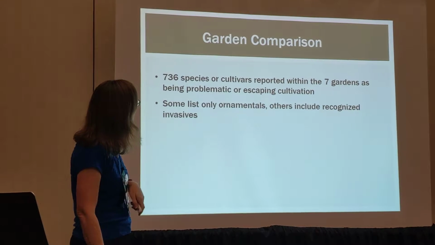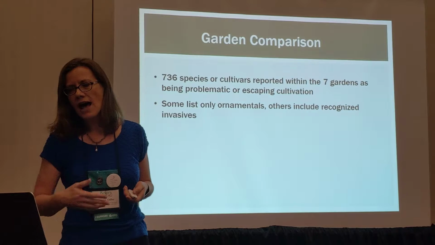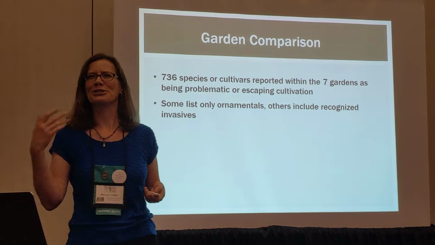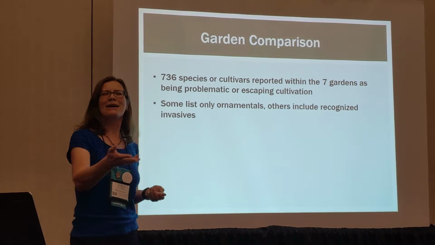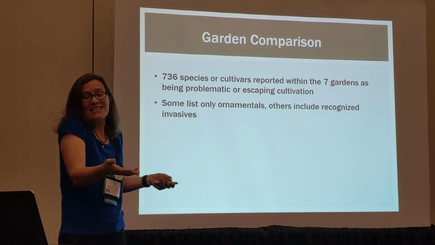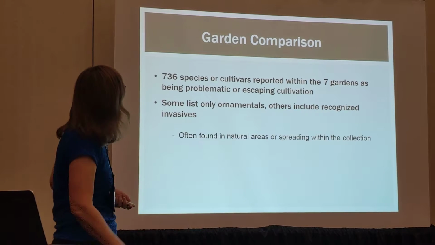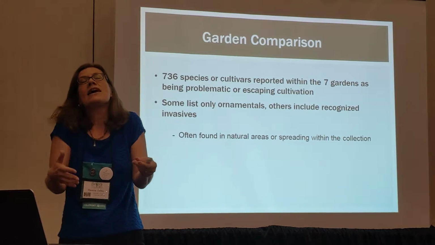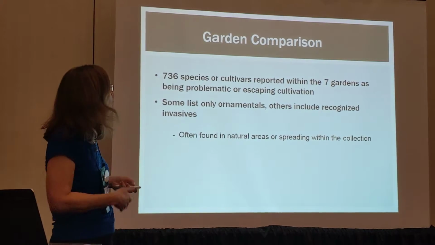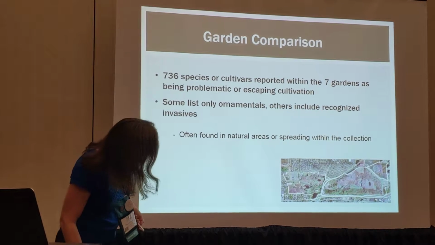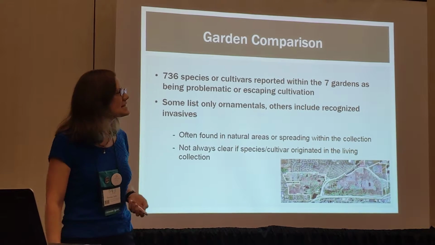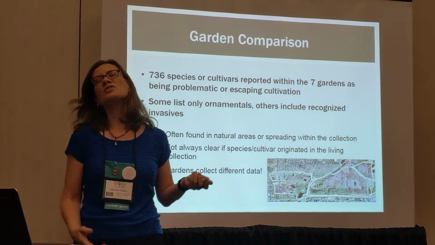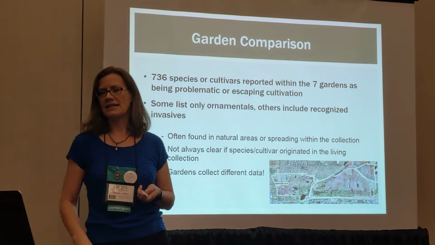Some listed only the ornamentals. Others, it turns out, had thrown in recognized invasives, the big bad ones, like garlic mustard and things like that. It threw me for a while. I thought, well, that's not an ornamental. Then it turns out this is still valuable information, right? Many of these species were found within natural areas, or they could be within the garden itself, spreading from one bed to another within the collection. And here's Morton Arboretum right there. It's not always clear if the species is originating from the collection. It also turns out gardens collect different data, so right now we're trying to figure out how to standardize that.